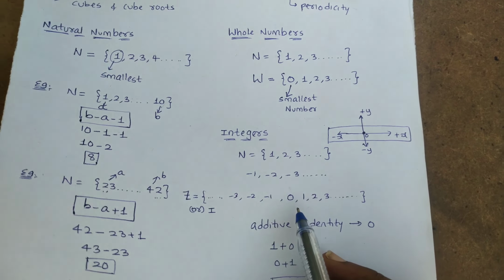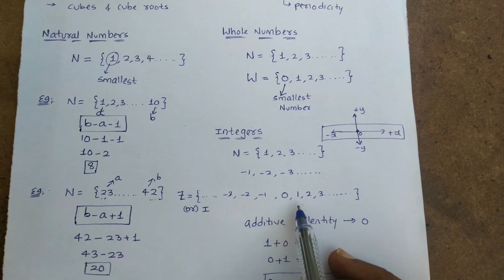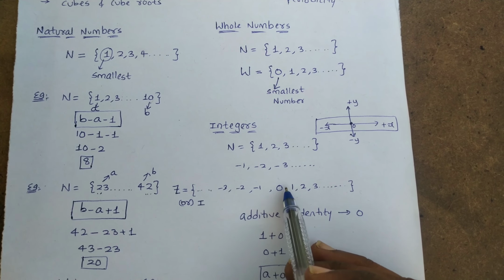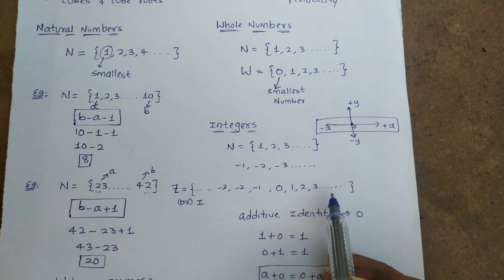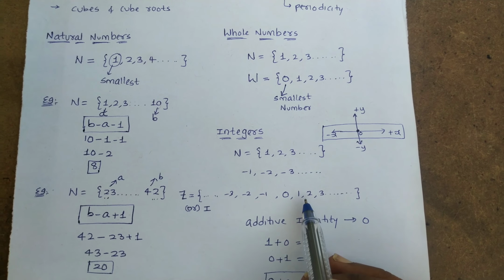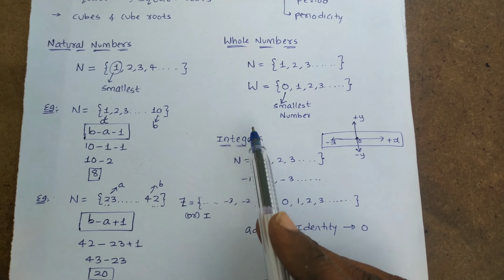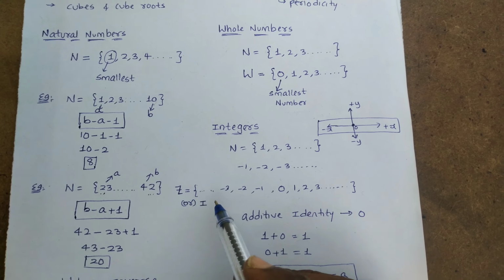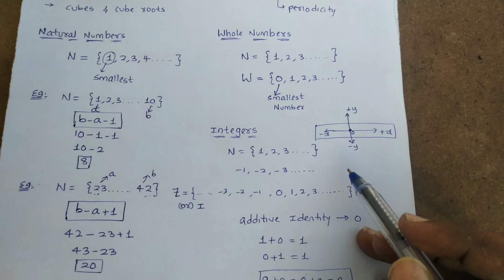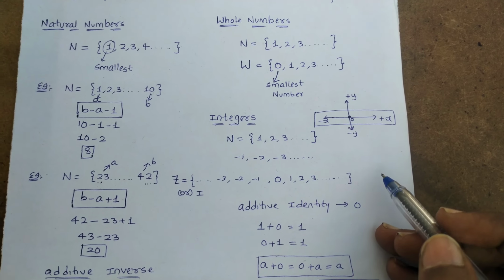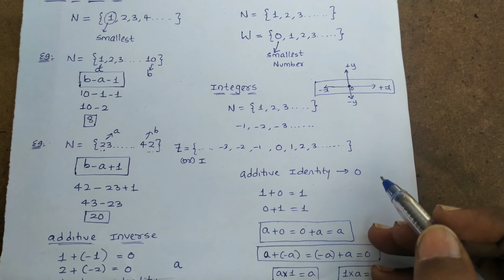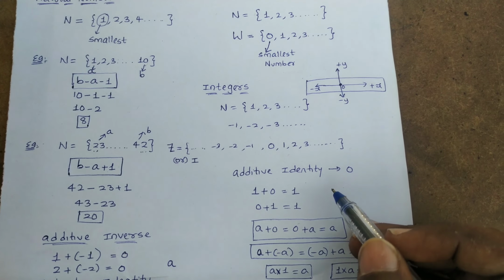Integers are nothing but the combination of all the positive natural numbers, the negatives of natural numbers, and including 0. This is called the integer set, right? Whole numbers we denote by W. Integers we can denote by capital Z or capital I, right? This is what we saw in the previous video. Now we will see 2 to 3 properties of these integers.